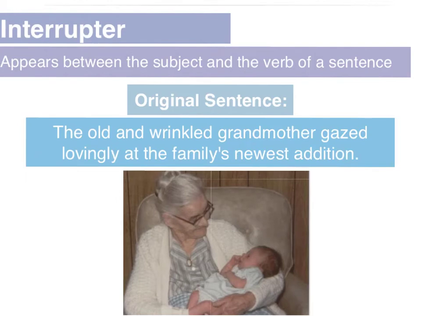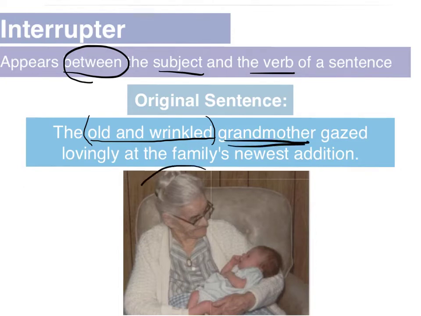Now we're taking a look at the interrupter modifier, and this now appears between the subject and the verb of a sentence. Okay, so our original sentence here says, the old and wrinkled grandmother gazed lovingly at the family's newest addition. Now what I want to do is move these adjectives right here. I want to put them somewhere else to draw the attention to the grandma so that we get a little bit of a close-up.